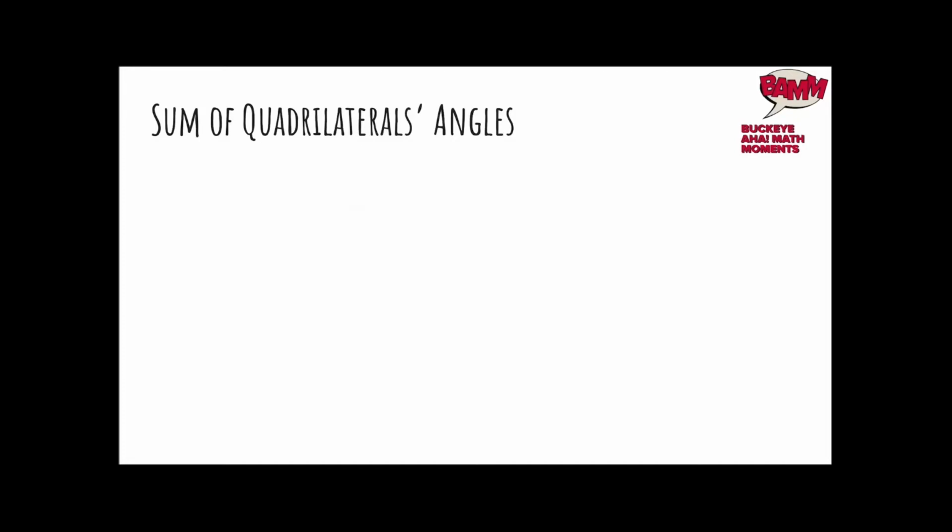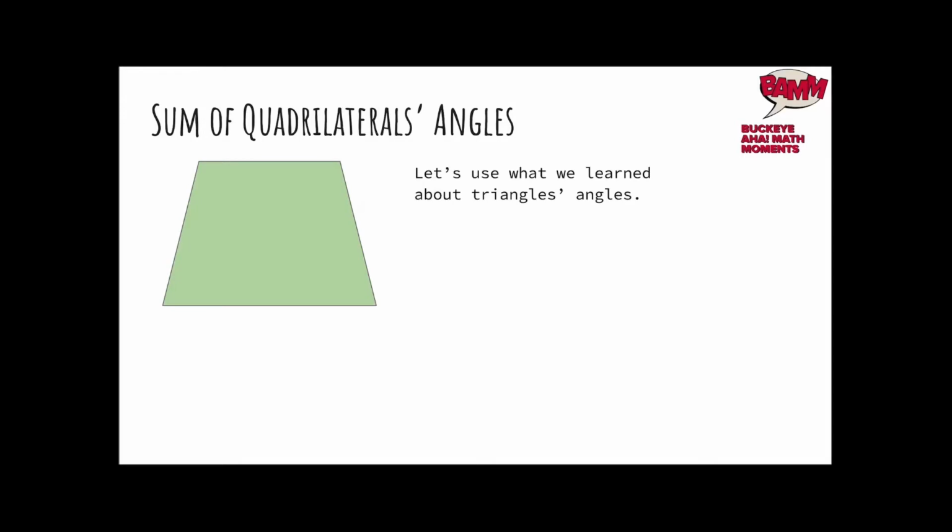So now let's see if we can figure out what the angles of a quadrilateral add up to, like this one. Now this won't be as involved as it was for the triangle, because we can actually now use what we know about a triangle's angles to help us answer this question. Because we can cut a quadrilateral down the diagonal, and that'll actually cut it up into two different triangles.